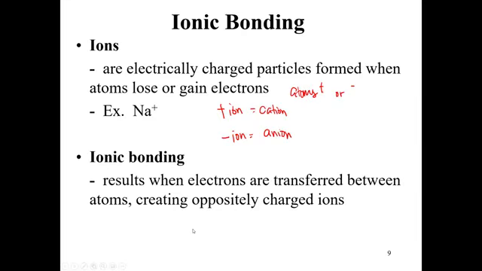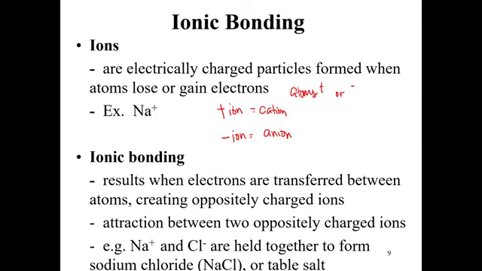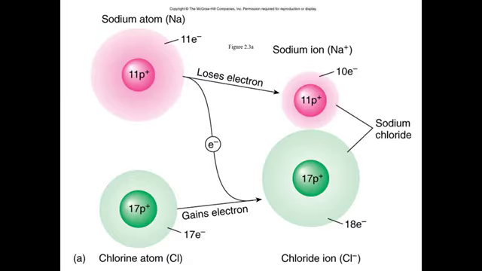So a good example of ionic bonding is sodium and chloride. So sodium is positively charged and chloride is negatively charged. When they are held together or bond together, they form sodium chloride or your table salt. How do they form? They form because sodium tends to lose electrons while chloride tends to gain electrons.